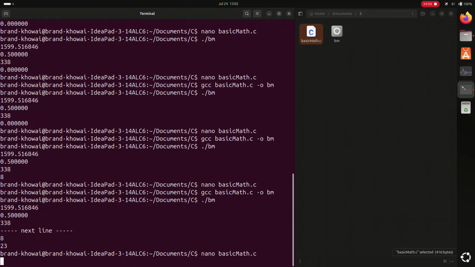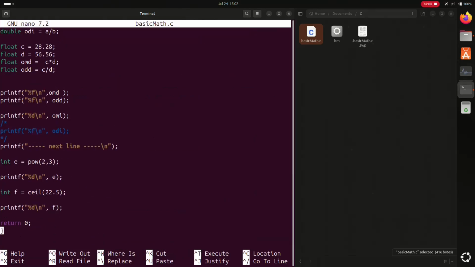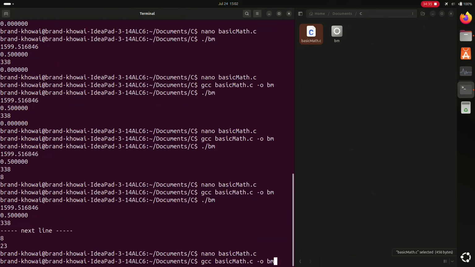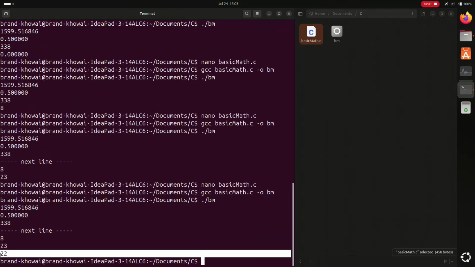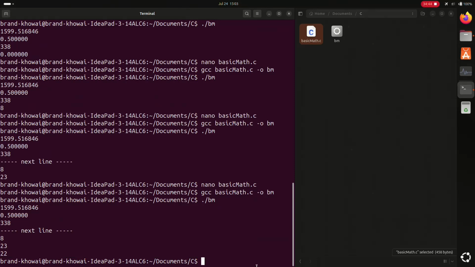Now our next function, the floor function. So what about our floor function? int g equal to floor of 22.6. It will output 22. Then printf %d backslash n comma g. Ctrl X, Y, enter. Then again we have to compile and run. See, 22.6 outputs as 22. This is the function of the floor. In this way you can analyze some data.